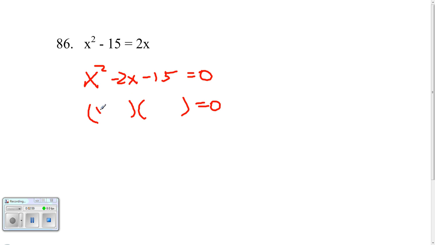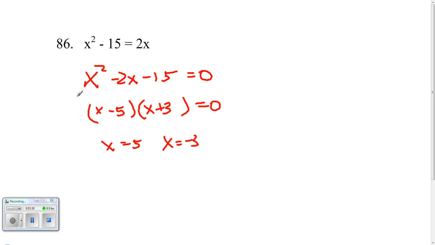Say this is x and this is x, and this must be what times what makes 15. 15 times 1 might be it, or it could be 5 times 3. But 5 times 3 has a difference of 2, so it's probably that one. So it's negative 5 and positive 3. And I can quick double check that, x squared. The outside is 3x, the inside's negative 5x, which makes negative 2x, yay. And okay, so then I'd say that the answers must be x equals 5, and the other answer is x equals negative 3.